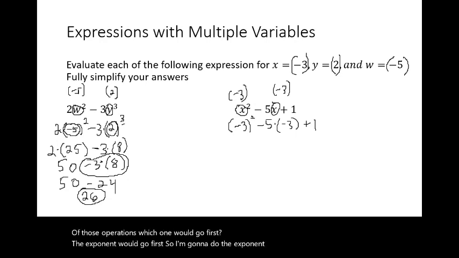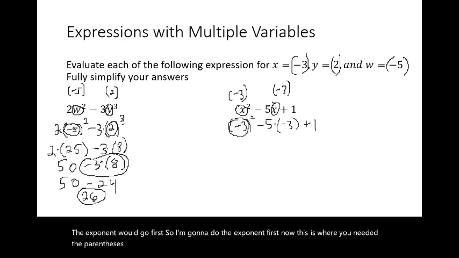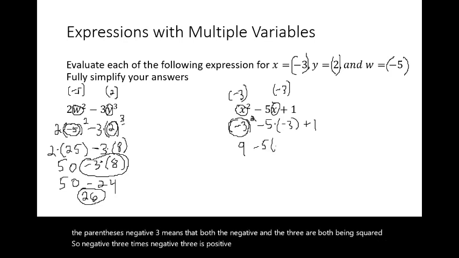Now this is where you needed the parentheses. Parentheses -3 means that both the negative and the 3 are both being squared. So -3 times -3 is +9.